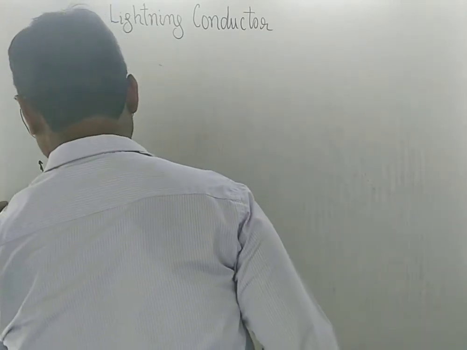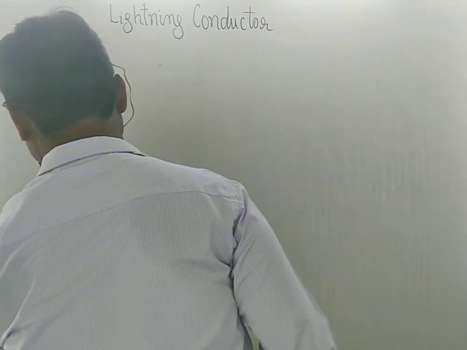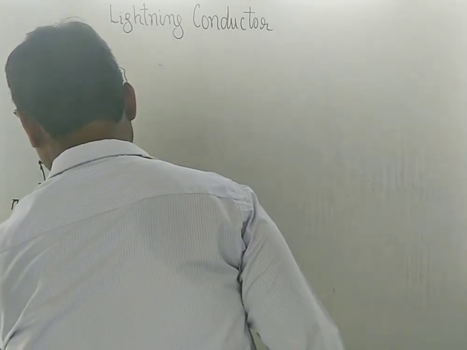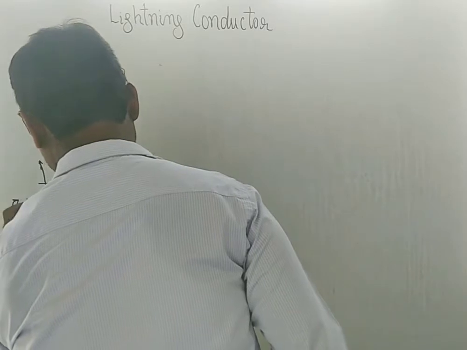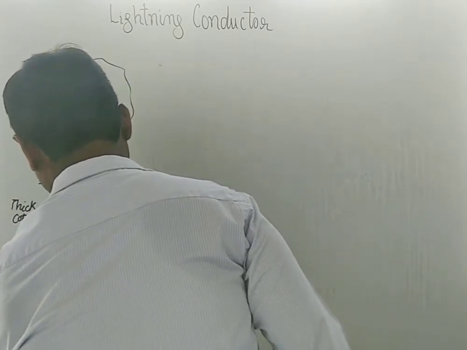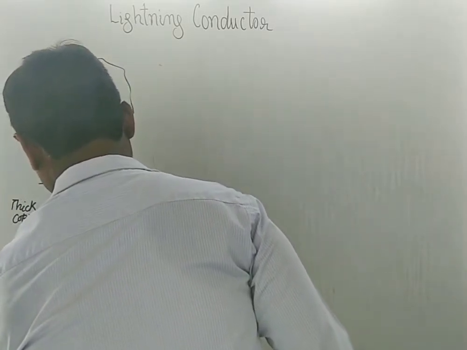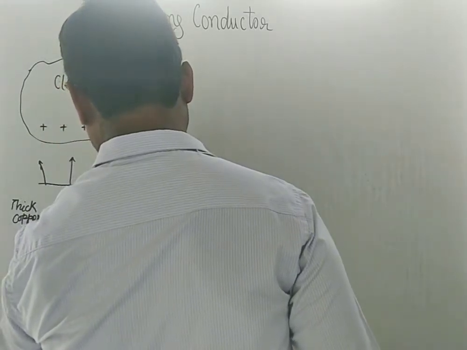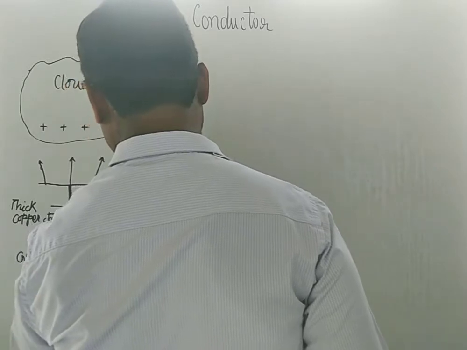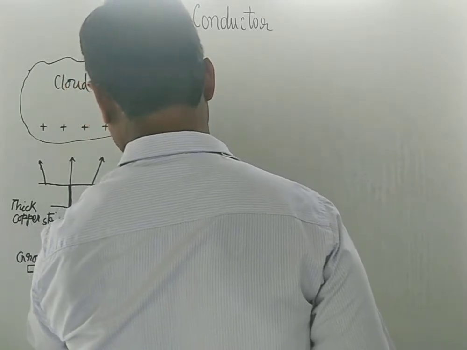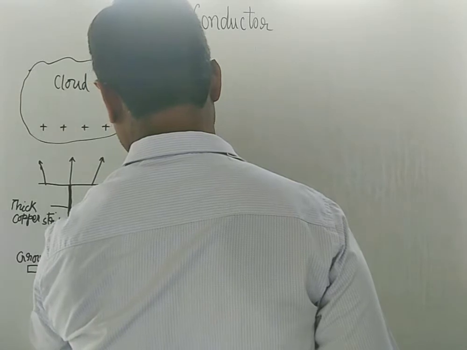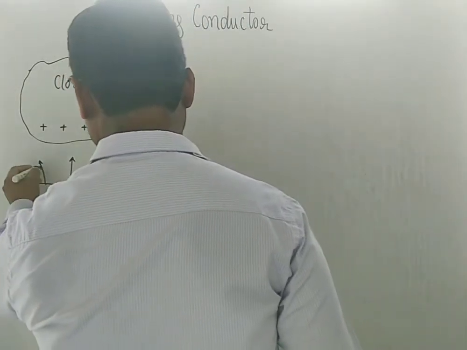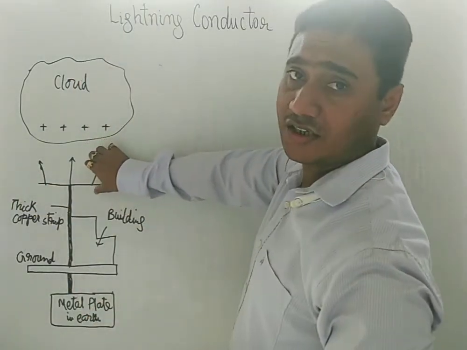Now this is the thick copper strip and the ground. And here we have a tall building. So this is our lightning conductor.